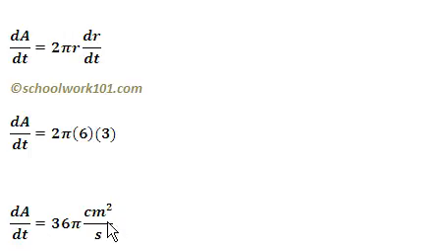And don't forget, we need to tack our units on to the end of our final answer, since that's what we started with. So we end up with 36 pi centimeters squared per second. But this is the exact value, right? You might want to approximate that to get an idea of actually what that number is. All right, well, let's look at the second part of that problem.